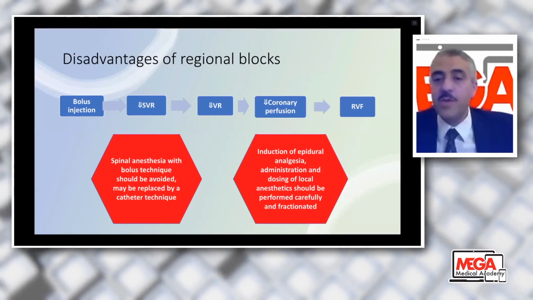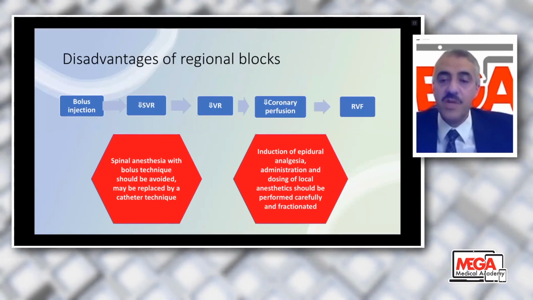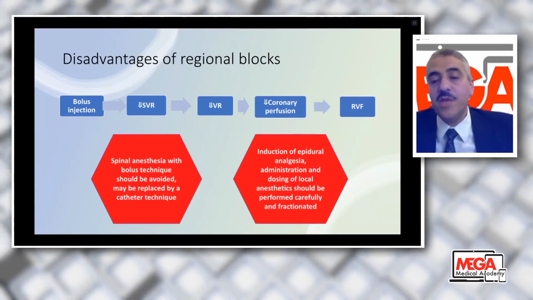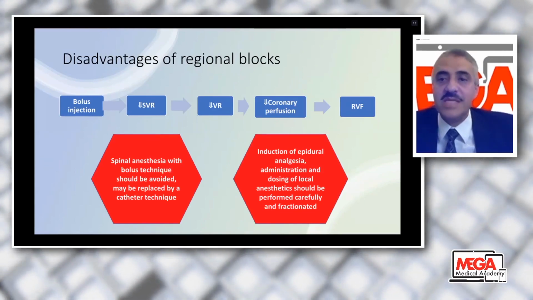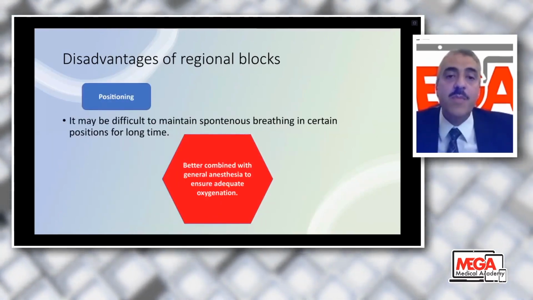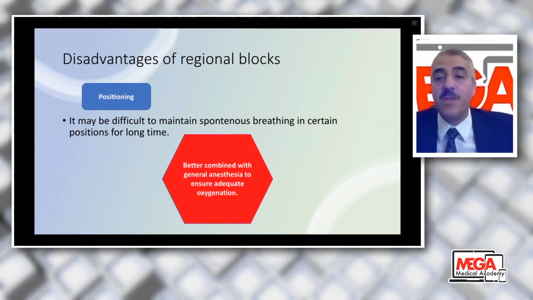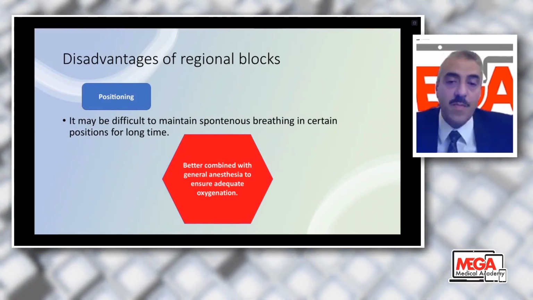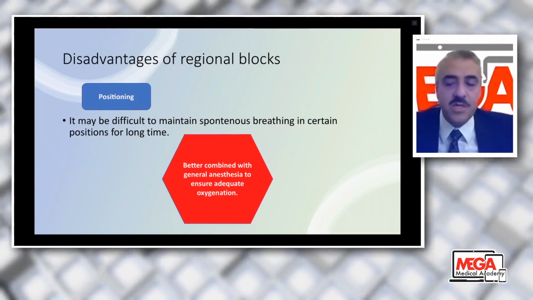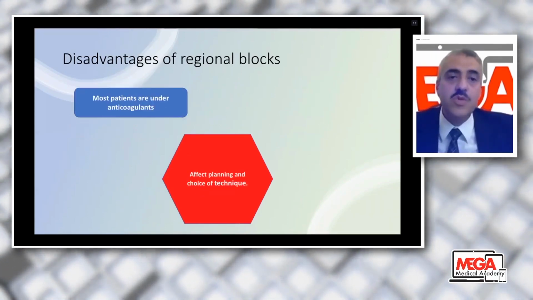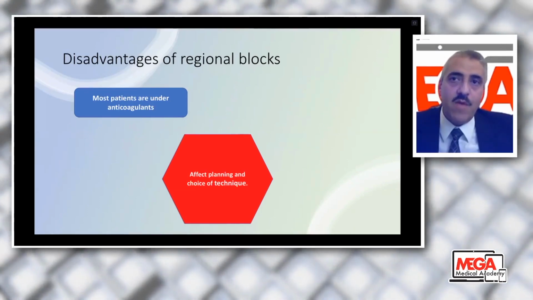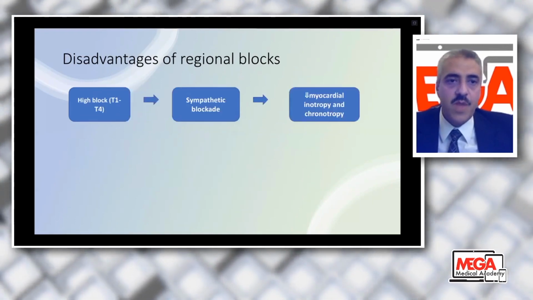The same applies to the induction of epidural analgesia. Administration should be fractionated, and top-up doses are increased one by one until we reach the desired level and strength of block. This is number one. Number two, the positioning. It may be difficult to maintain a spontaneously breathing patient in certain positions for a long time. At this time, we need to give the regional block with general anesthesia. Number three is that most of the patients are under anticoagulants, and this, as you know, might disrupt the whole plan of the regional anesthesia.